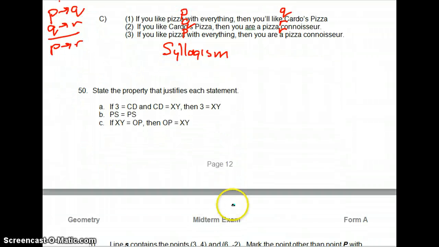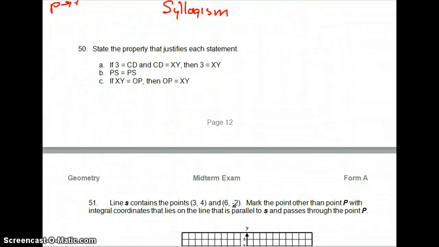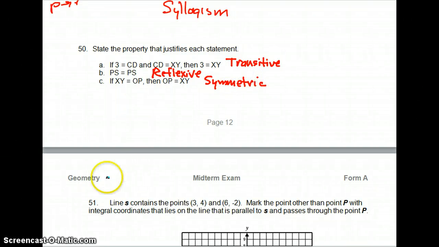And down here, number 50, it's to state the property that justifies each statement. If AB equals CD and CD equals XY, then AB equals XY, that is the transitive property. PS equals PS, we call that reflexive. And XY equals OP and OP equals XY, that is symmetric. And that's number 50.